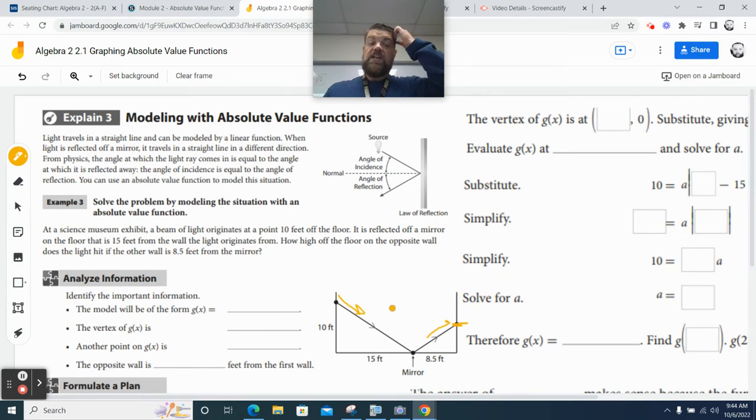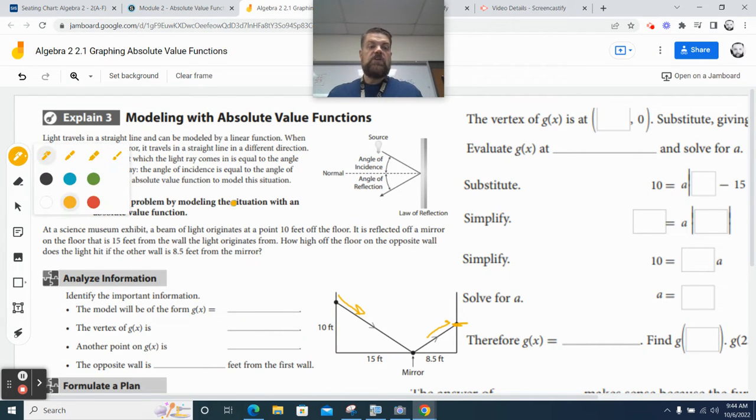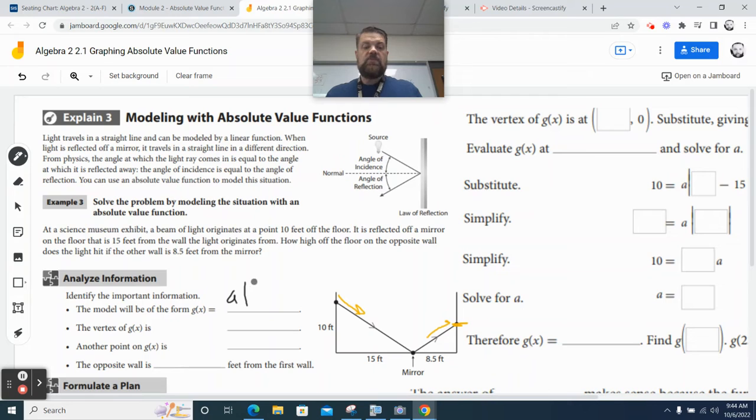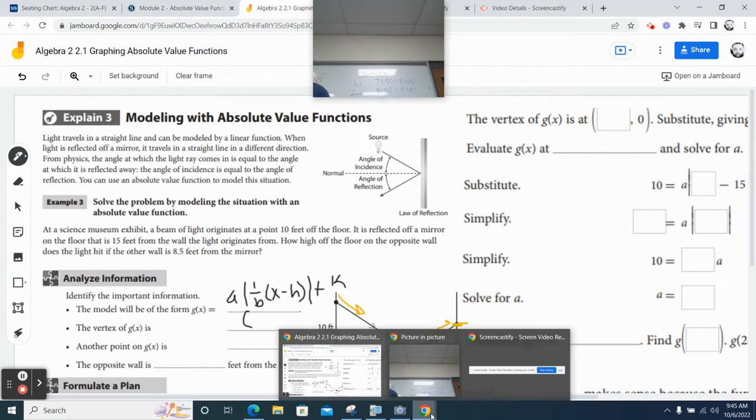So what we do is we just plug this in. This is going to be based on a model. We use the absolute value form, because that looks like an absolute value function. So this is the whole a times the absolute value of 1 over b times the quantity x minus h, plus k. Well, the vertex of this would probably be right here. So we have to determine what numbers we're going to plug in.